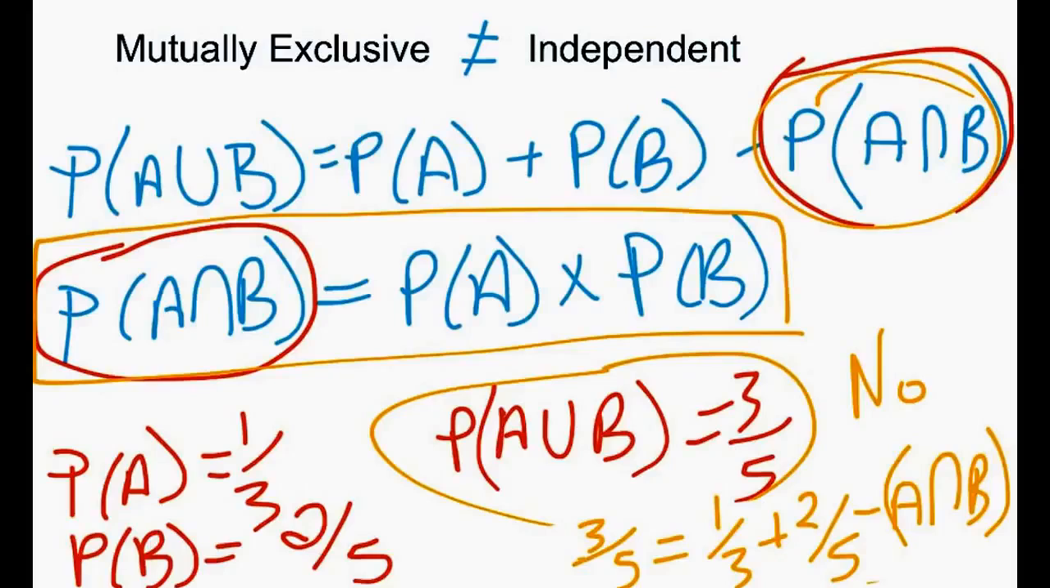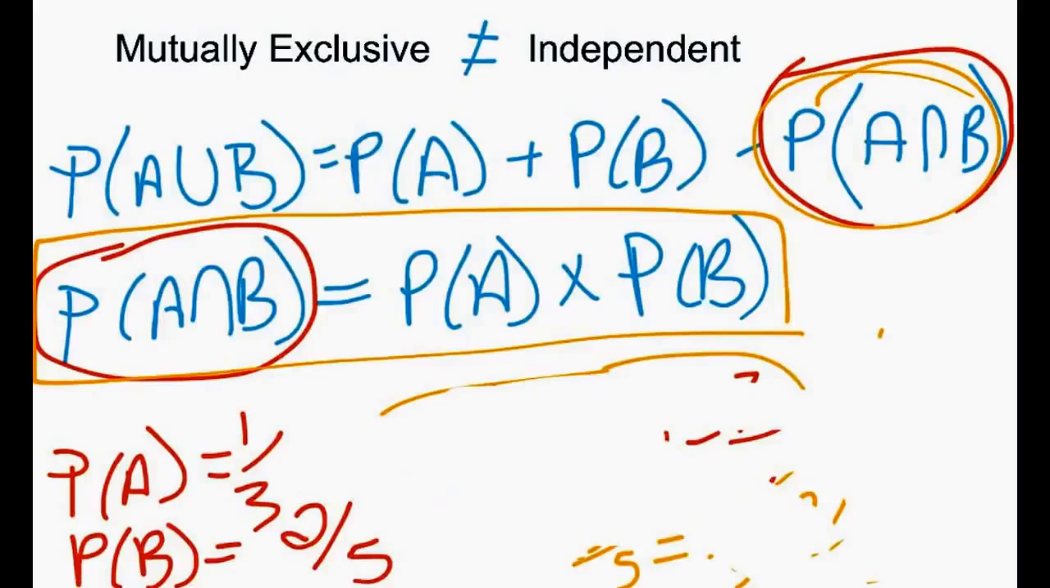minus 3/5 equals 0.133, which as a fraction is, let me just try it differently here. Okay, if we go 1/3 plus 2/5, we subtract 3/5, that equals 2/15. So that means A and B equals 2/15. Let me erase this off. So if that part is 2/15, then the question is, is it independent or not?